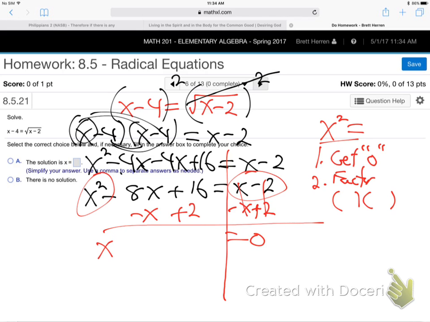What happens on the other side? X squared minus 9x plus 18. Is that okay there? We good so far? Do you see why it's minus 9? Because it's minus 8 and minus 1. Like that.